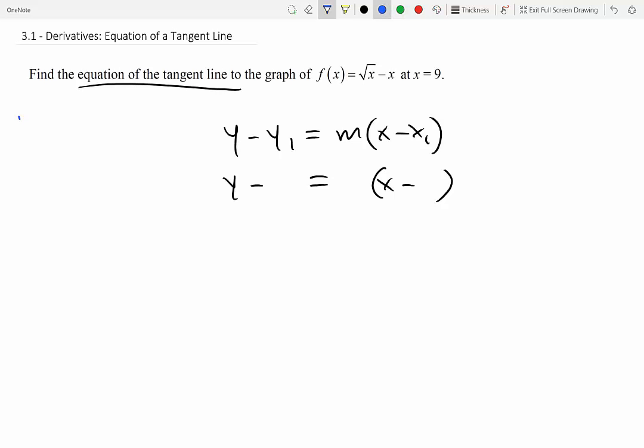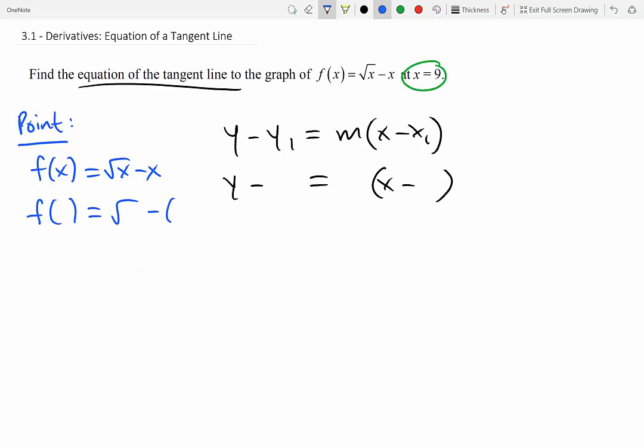So to begin with the point, this is always found by using the actual function you're given, which is the square root of x minus x. Since the problem states to plug in x equals 9, that means we're going to be plugging in 9 into this equation. So specifically, f of 9 would be equal to the square root of 9 minus 9, which, if you calculate this correctly, gives you 3 minus 9, or in other words, negative 6. So what does this tell us about the point on this graph? The point itself is 9 comma negative 6.